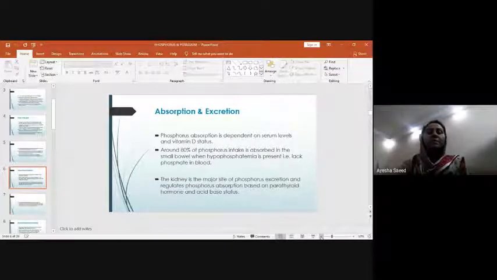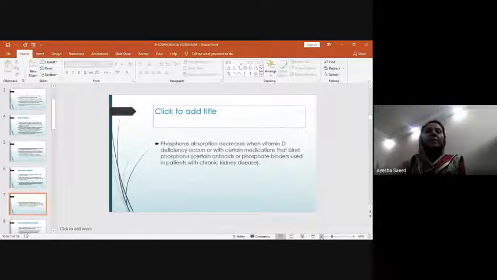Phosphorus absorption is dependent on serum levels and vitamin D status. Around 80% of phosphorus intake is absorbed in the small bowel when hypophosphatemia is present, that is, lack of phosphate in blood. The kidney is the major site of phosphorus excretion and regulates phosphorus absorption based on parathyroid hormone and acid-base status. Phosphorus decreases when vitamin D deficiency occurs, with certain medications that bind phosphorus, certain antacids, and phosphate binders used in patients with chronic kidney disease.